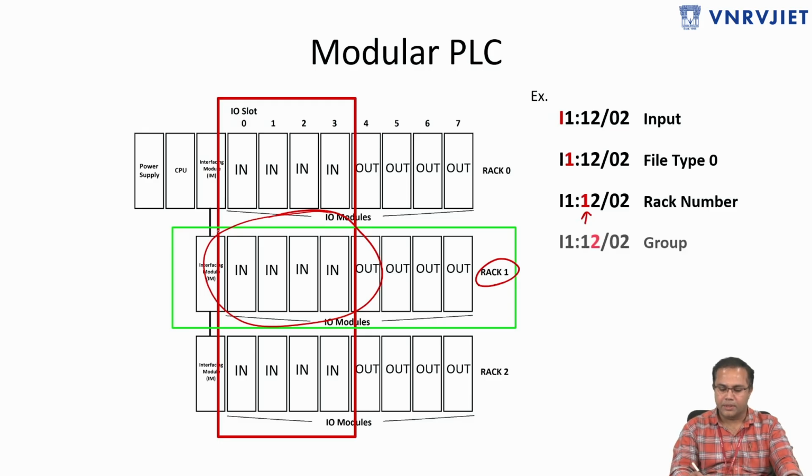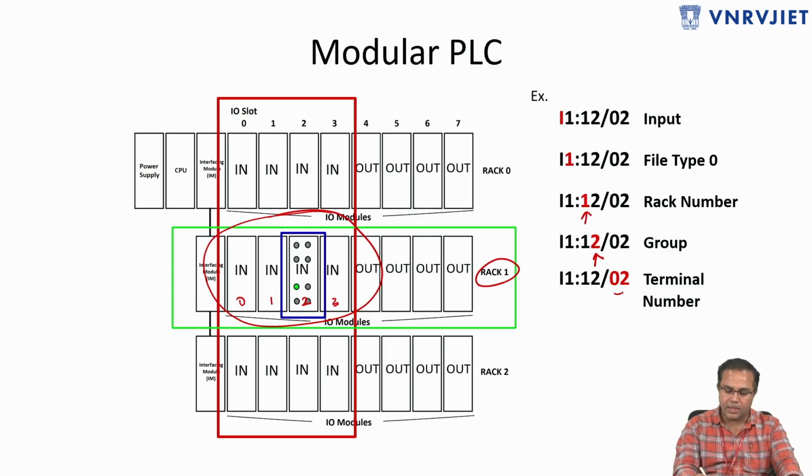Okay, next coming to the group. So this belongs to the group. So here we have a total of 7 groups. So this is 0, 1, 2, 3. So as I mentioned, it's 2. So it means definitely it belongs to this group. Clear? Now again in this group, there will be terminals starting from 0 to 16. So that is represented by this number, the terminal number.